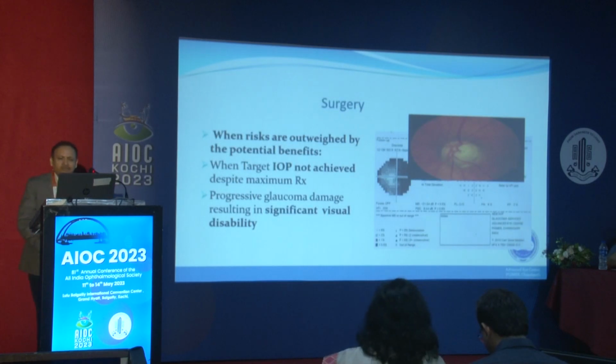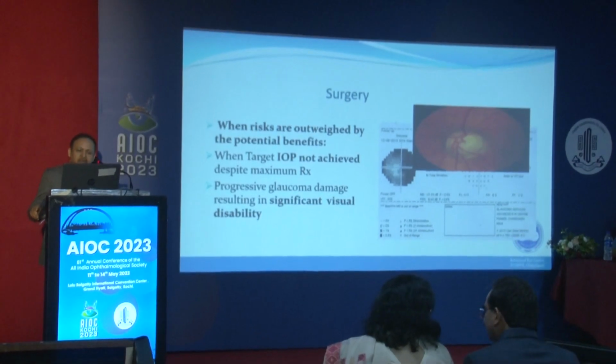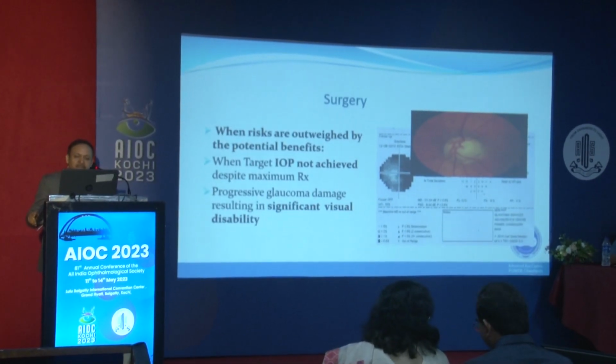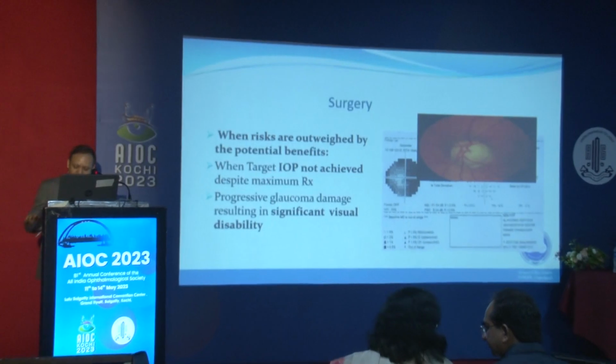So surgery is indicated when the risks are outweighed by the potential benefits, when target IOP is not achieved, or when there is progressive glaucoma damage based upon the disc findings and fields.